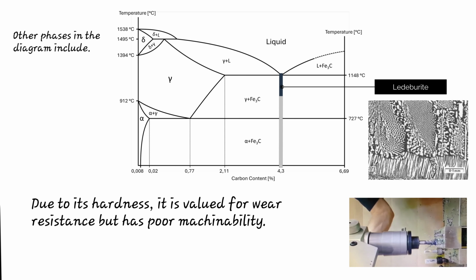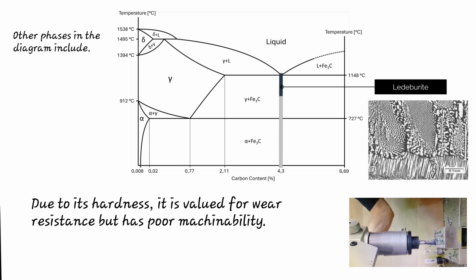Eutectoid point and reaction. The eutectoid reaction occurs at 0.76% weight carbon at around 727 degrees Celsius. At this point, one solid phase transforms into two other solid phases. That is, austenite transforms into alpha ferrite and cementite upon cooling. This eutectoid structure is called pearlite.